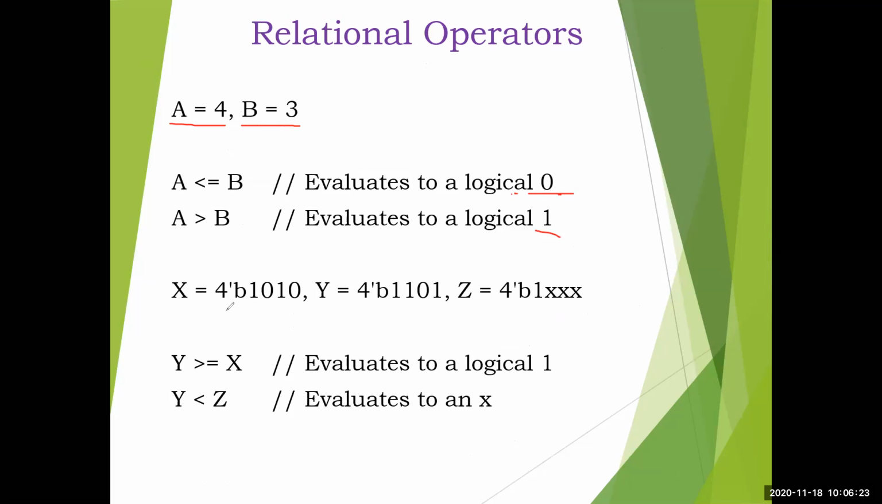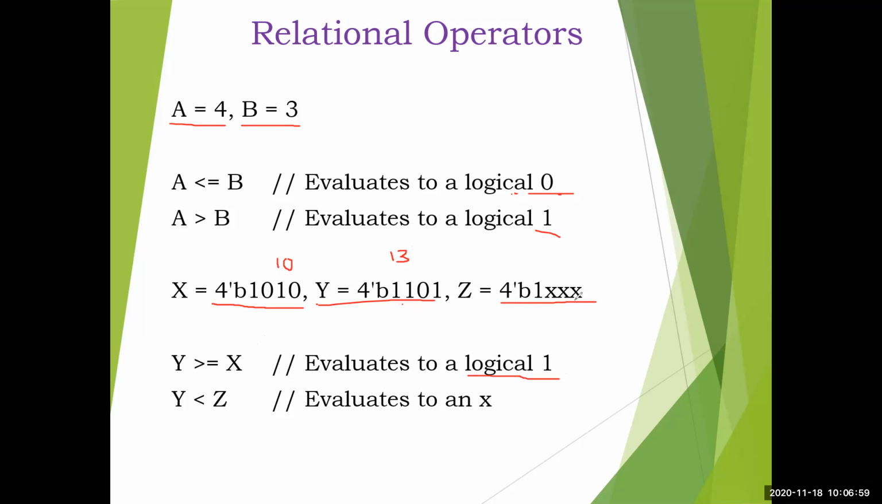Then we have taken another example here: x equal to 4-bit 1010, y equal to 4-bit 1101, and z equal to 4-bit 1xx. Now we are considering y is greater than or equal to x. 1101 means what? It is 13, right? 1010 means 10. So 13 is greater than 10 or equal to. One of the things is true, right? It is greater than 10 but not equal to 10. But still one of these is true. That's why it will evaluate to logical one.